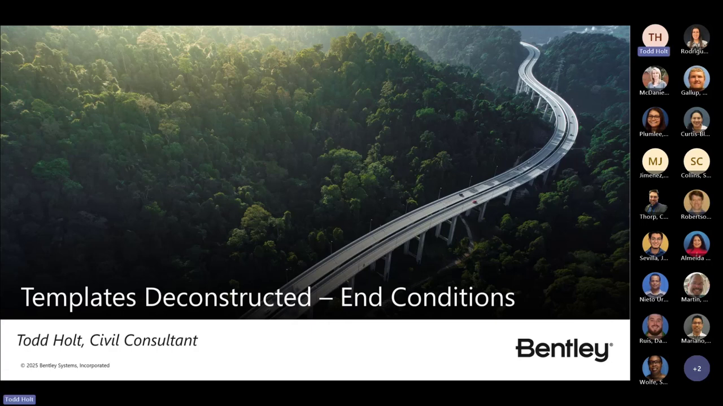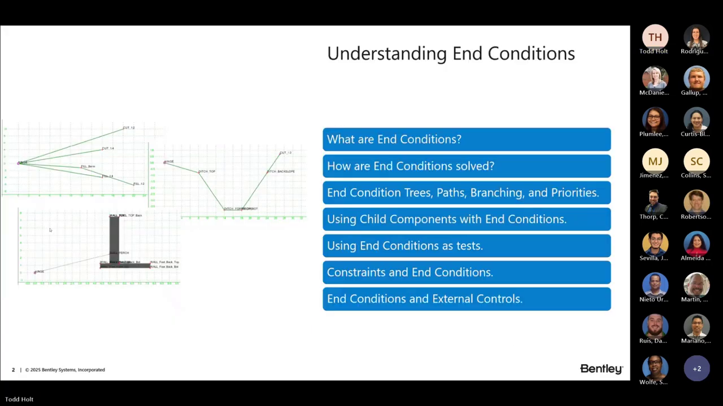All right, so what we're going to cover in the presentation is understanding end conditions. What are end conditions? How are those end conditions solved? The end condition trees or paths or branchings. So we can have a single point, say as our hinge point or an edge of sidewalk, and then from that we want it to solve to a different end condition or existing ground or right of way. We have different scenarios that we're going to build on there. We're going to talk about everything in end conditions and get that understanding there.